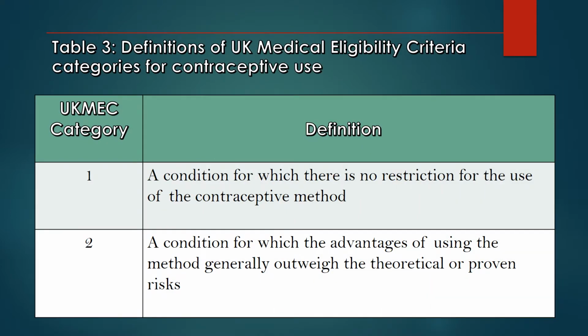Table 3. Definitions of UK Medical Eligibility Criteria categories for contraceptive use. UKMEC Category 1. Definition: a condition for which there is no restriction for the use of the contraceptive method. Category 2. A condition for which the advantages of using the method generally outweigh the theoretical or proven risk.